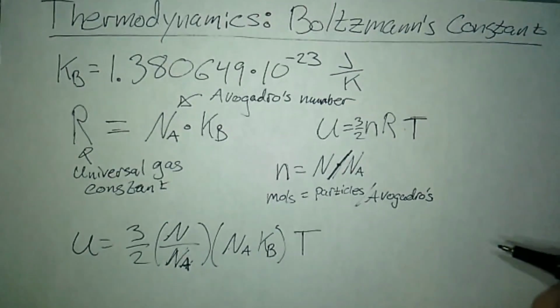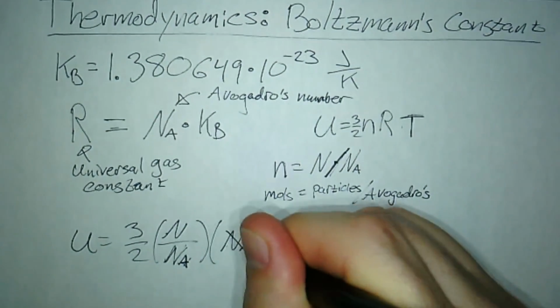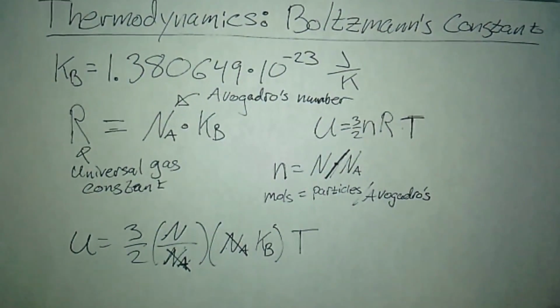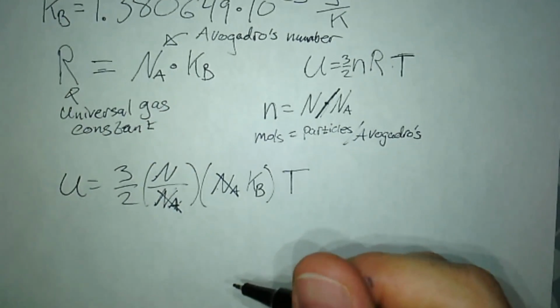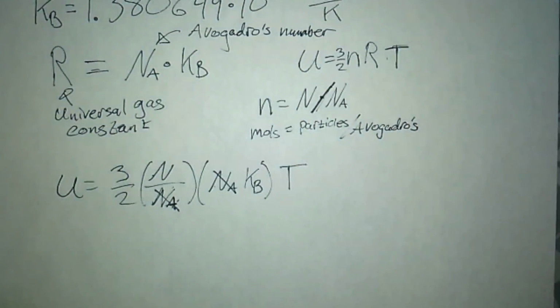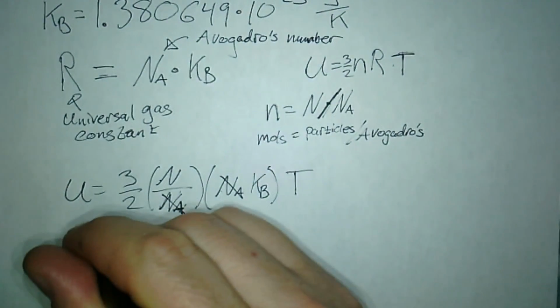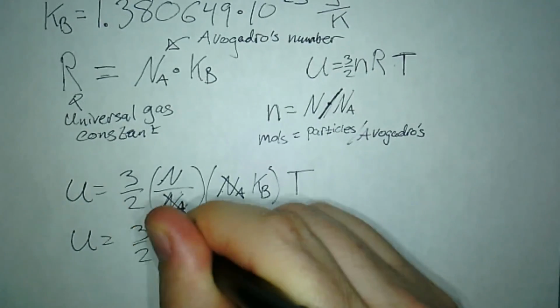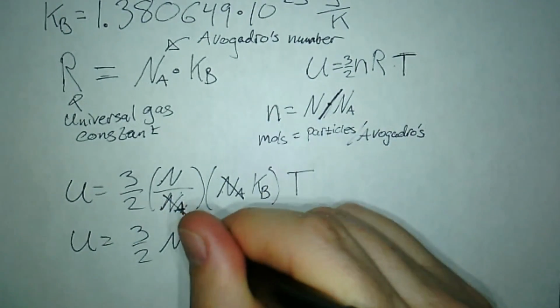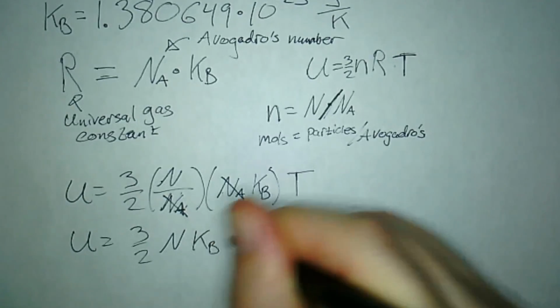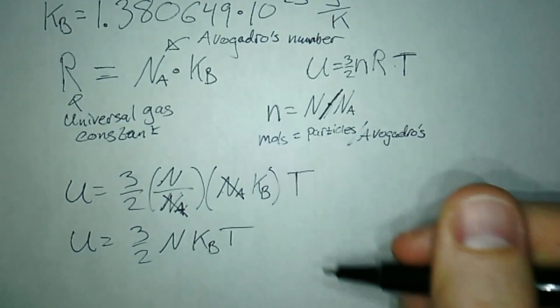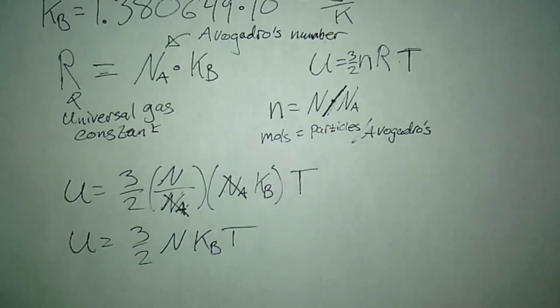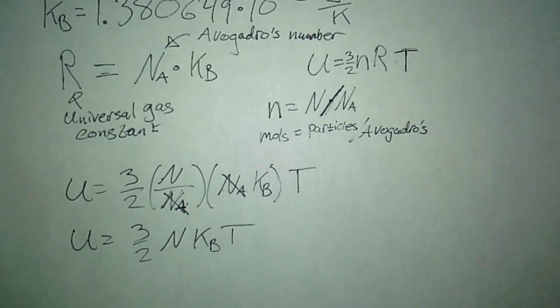So then, once I have this, I can cancel Avogadro's number out, right? And so I can actually just say the internal energy of a monatomic gas is going to be 3/2 times the number of particles in the gas times Boltzmann's constant times the temperature in Kelvin. Which, that's a really, really big deal.